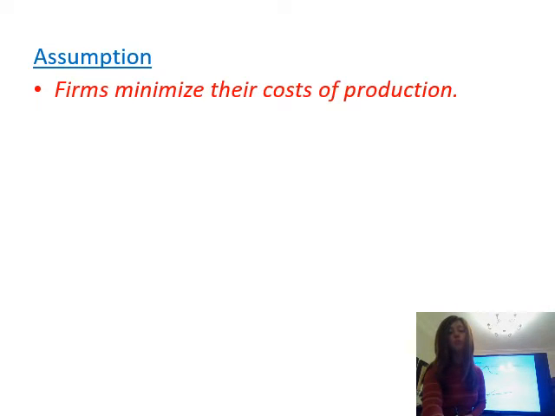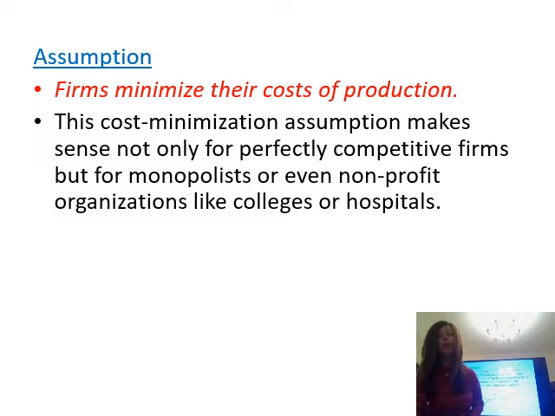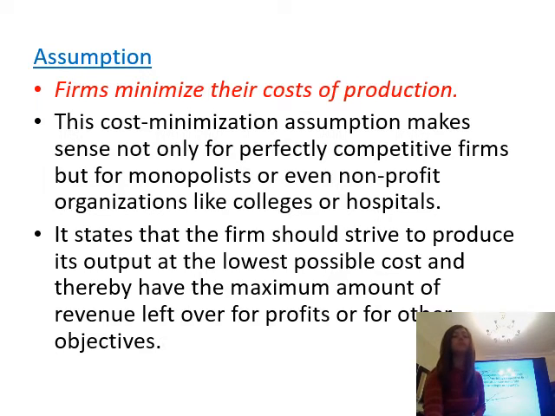So we always assume that firms minimize the costs of production. Cost minimization makes sense not only for perfectly competitive firms, but even for monopolies, for oligopolistic firms, for non-profit organizations like colleges and hospitals. Every firm, every entity seeks to minimize the costs of production.